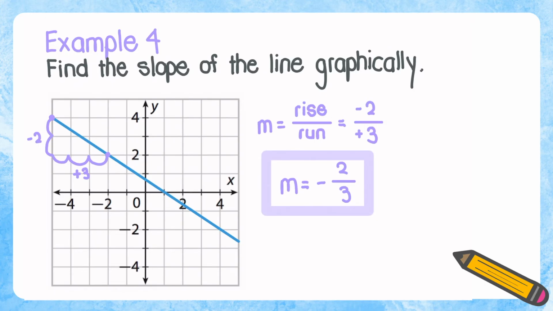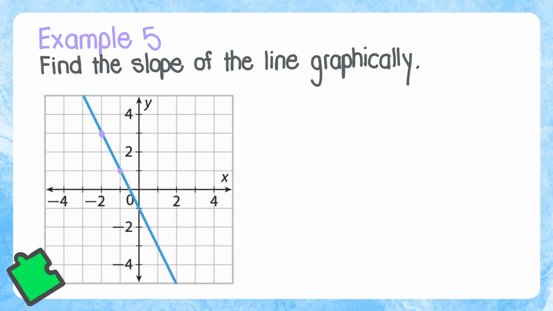We could have also gone from the second point to that point on the edge. In that case, we would have gone up 2, so positive 2, and left 3, so negative 3. So positive 2 over negative 3 would have still equaled the same thing, negative 2/3. Please try this example on Edpuzzle. Notice here we have a negative slope, so your answer should be some kind of negative number.